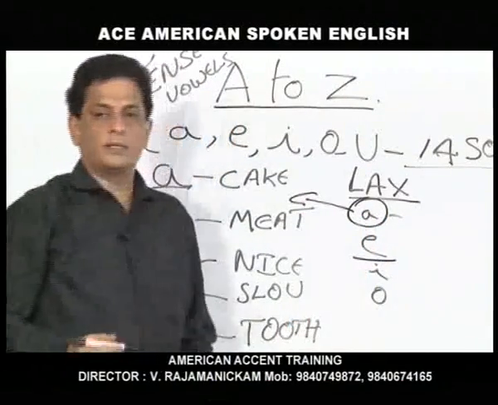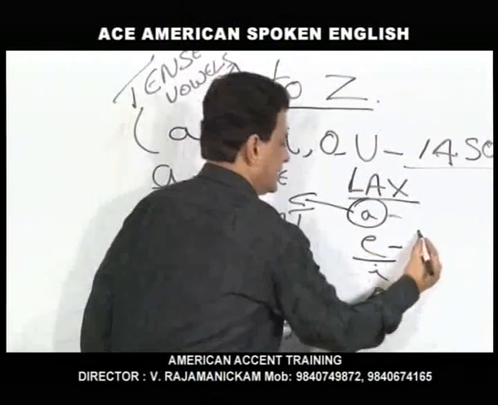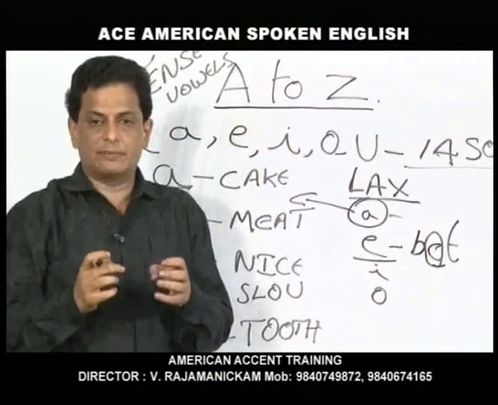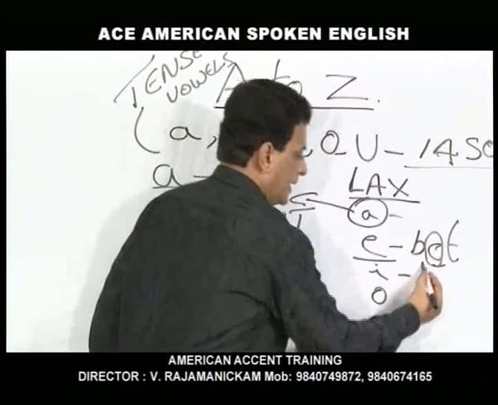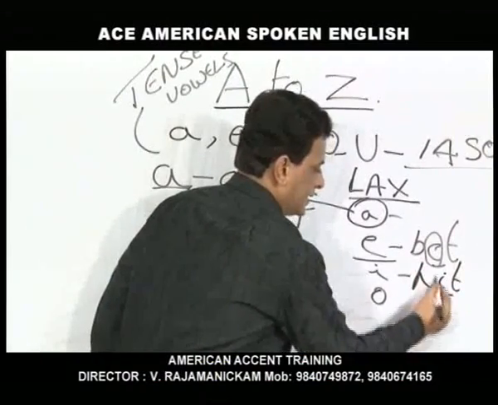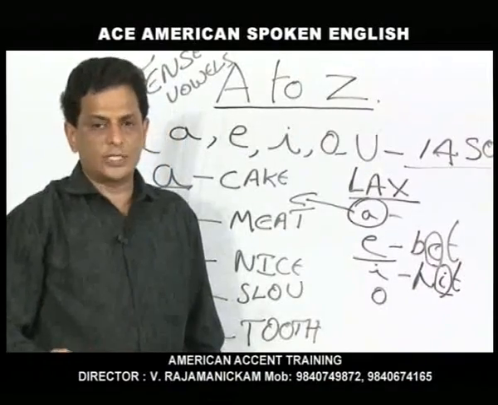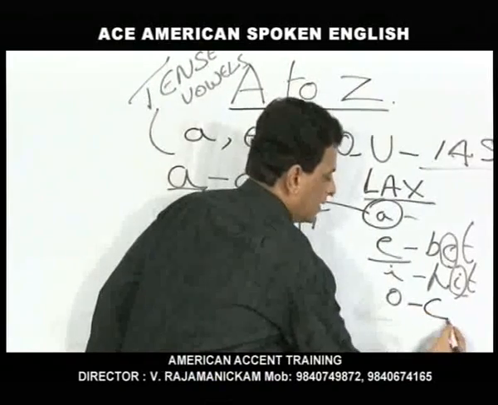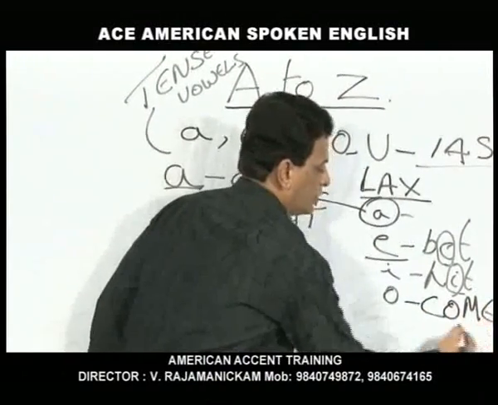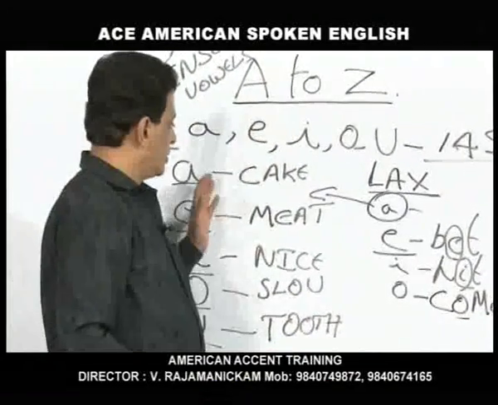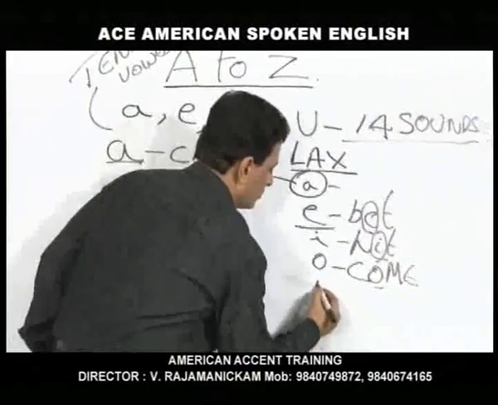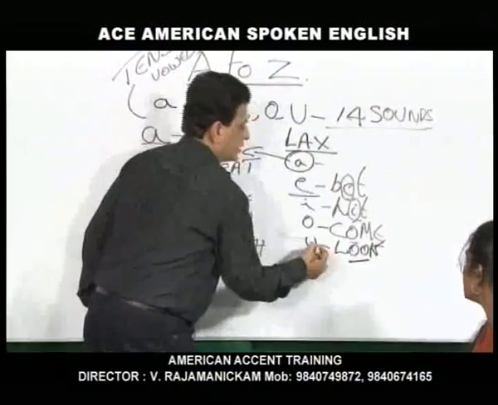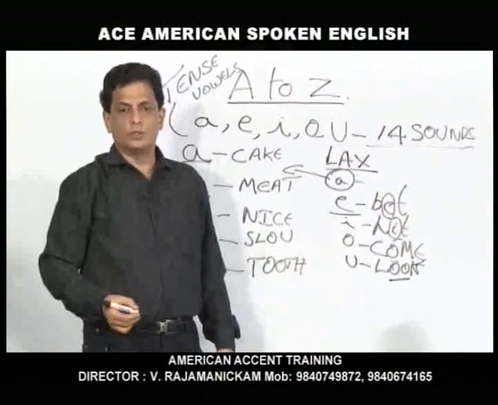For E, bit, B-E-T, bit. So the E is not pronounced fully. So it is called lax, bit. For I, hit, H-I-T. This I is not pronounced fully, hit. So it is called lax. For O, come, C-O-M-E. You don't say comb, you say come. Then for U, look. The pronunciation is U, look.